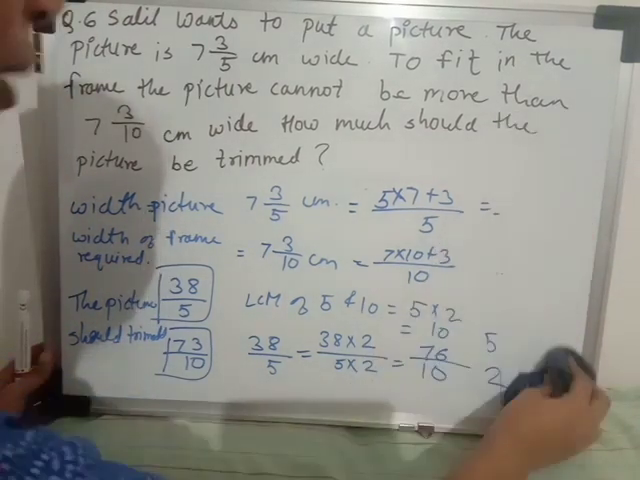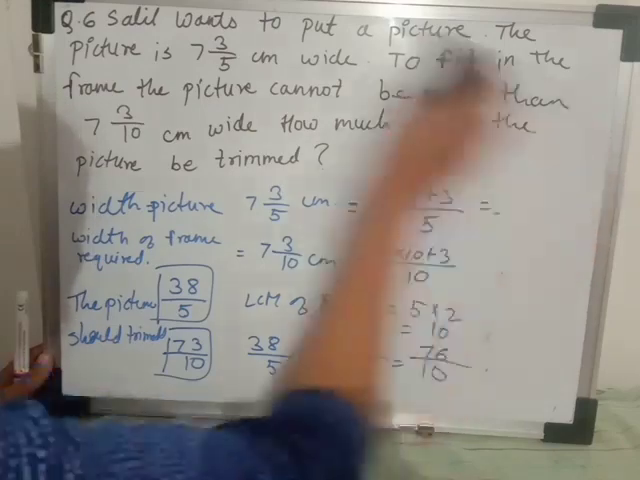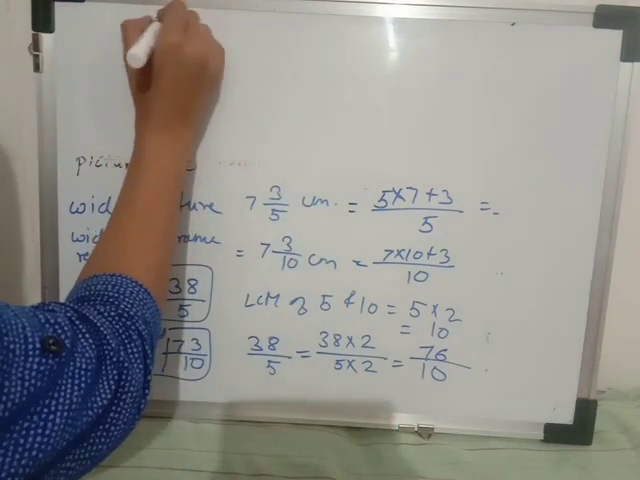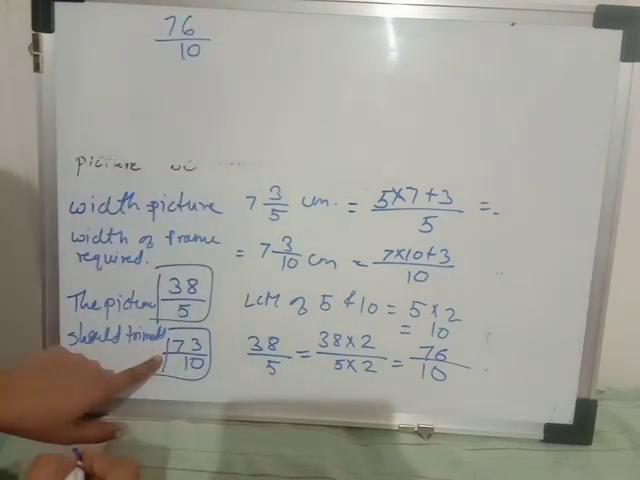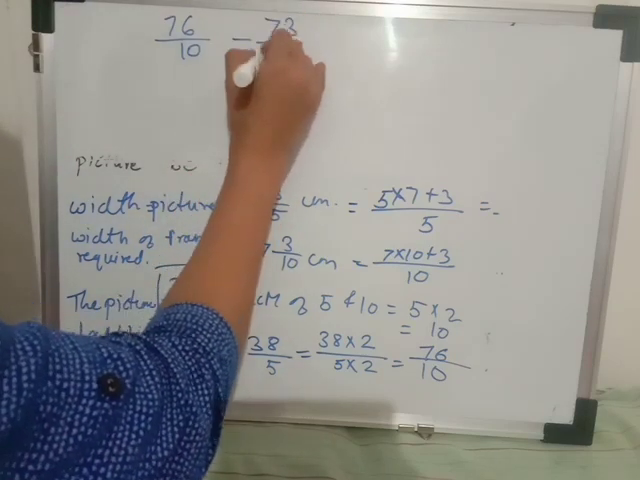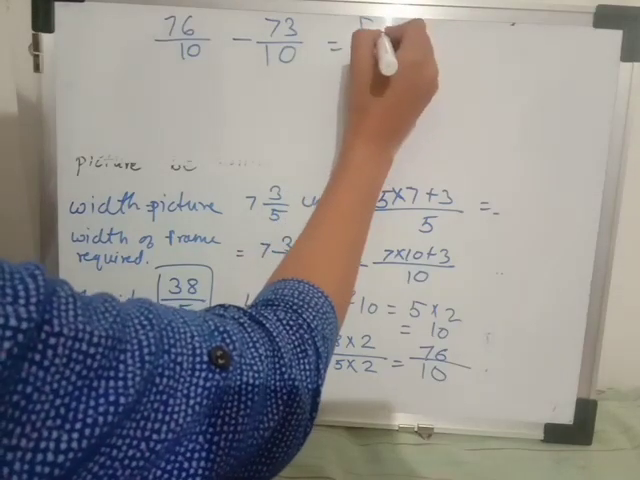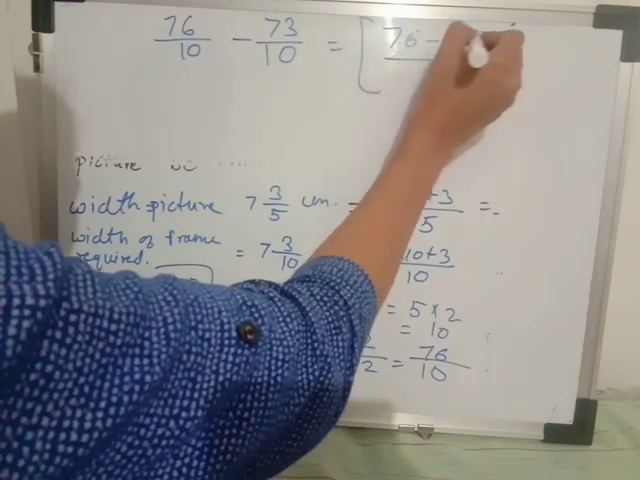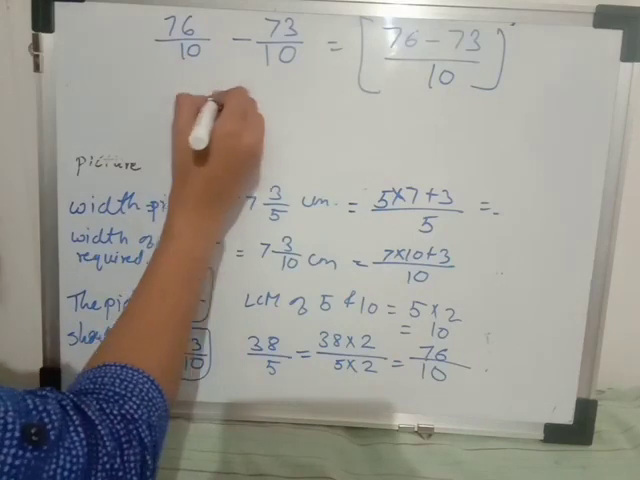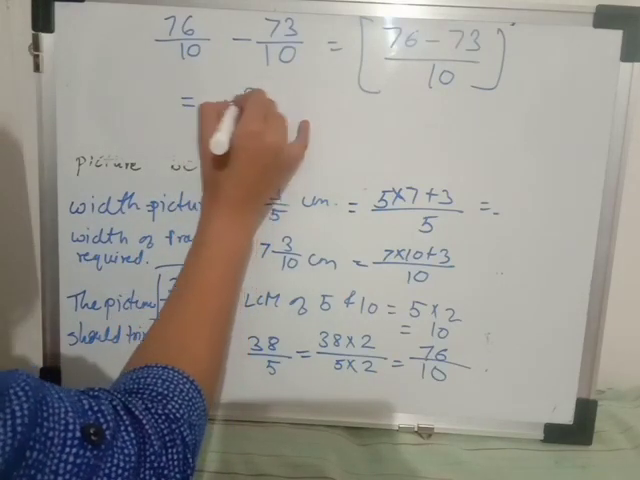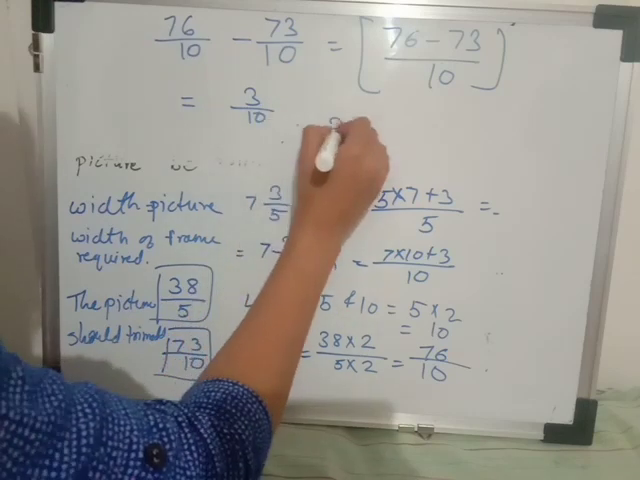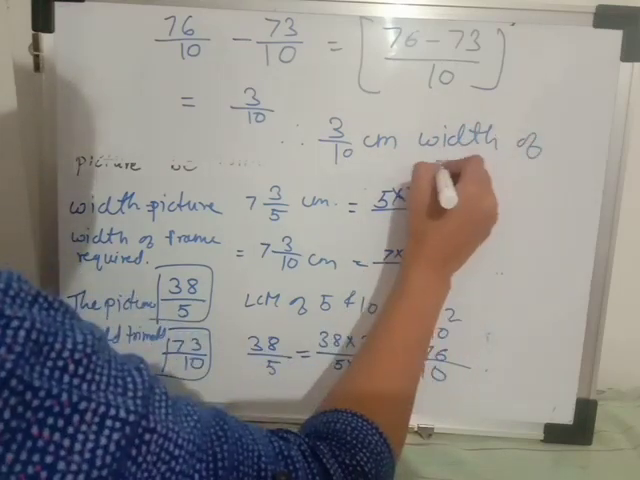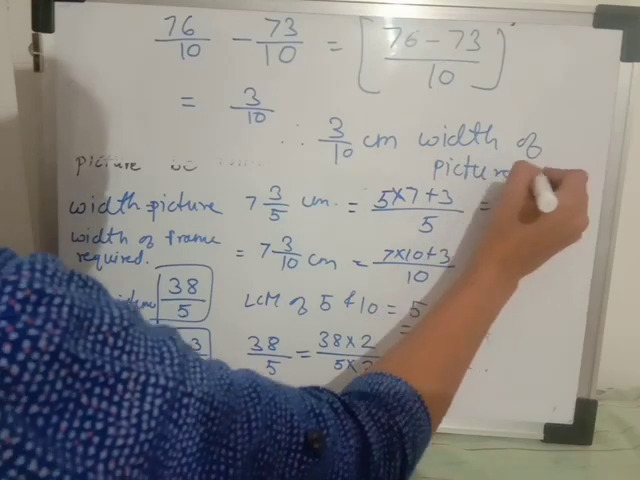So let's just do the subtraction. Okay, so I'll just rub this question, so here I can do it. Our first fraction is 76/10, and what was our second fraction? That is 73/10. So let's just do the subtraction: 76 minus 73 over 10. Okay, so here we got the answer, that is 3/10. So our answer will be 3/10 centimeter, the width of the picture that should be trimmed.